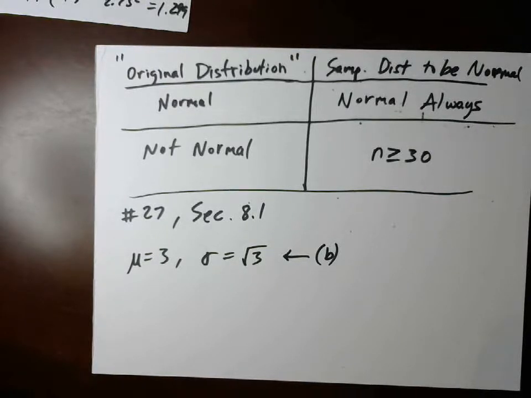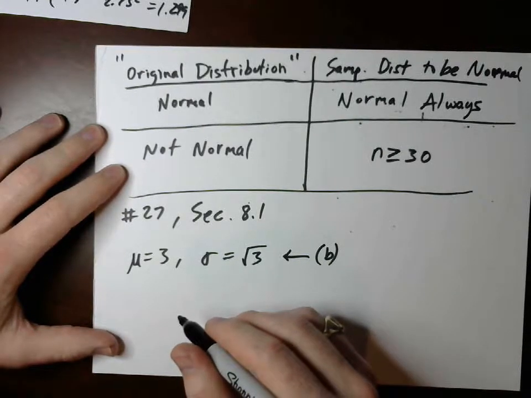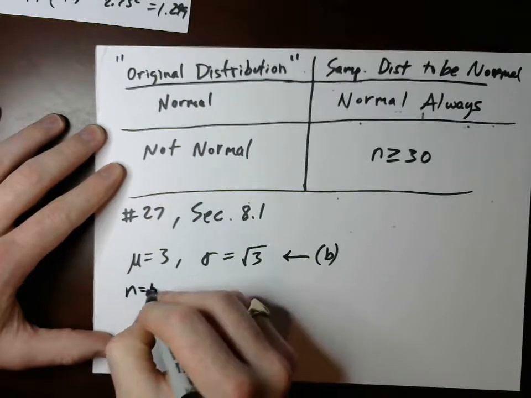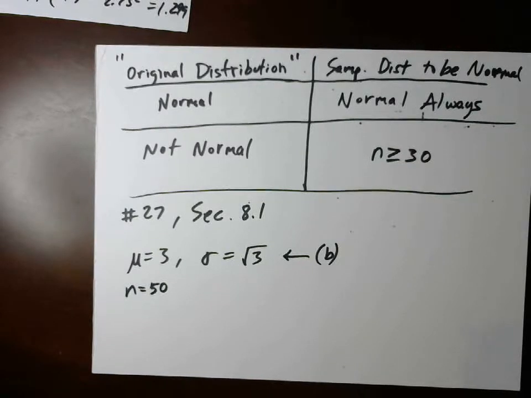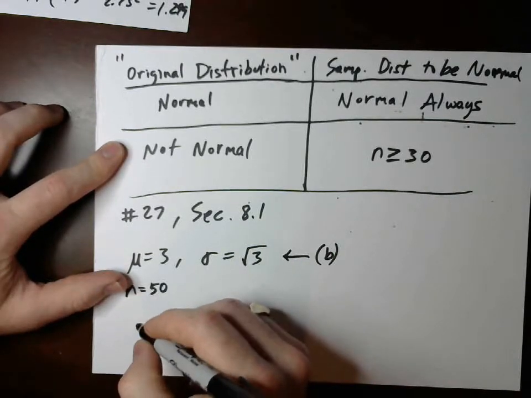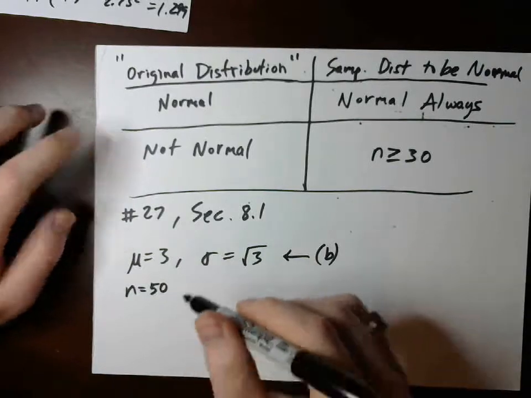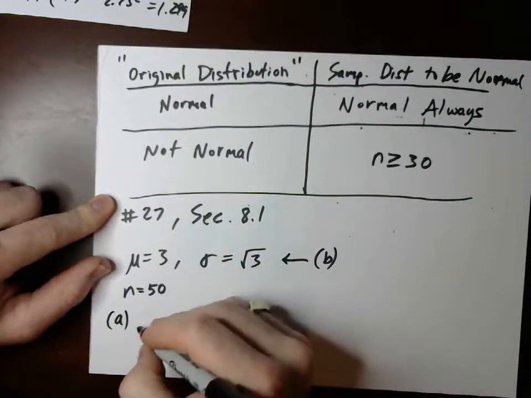But how do we know that it's normal? Because it says up in the paragraph that we're taking a random sample of size 50. So n equals 50. And since we took a random sample of 50, to answer part A, we know that the sampling distribution is normally distributed.